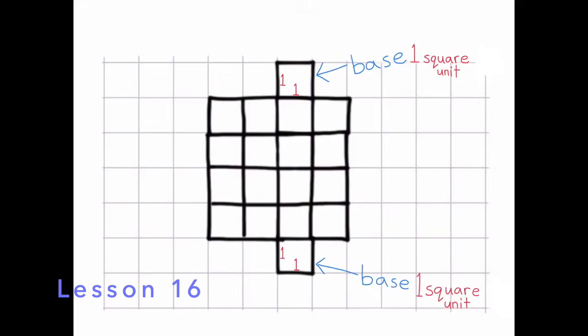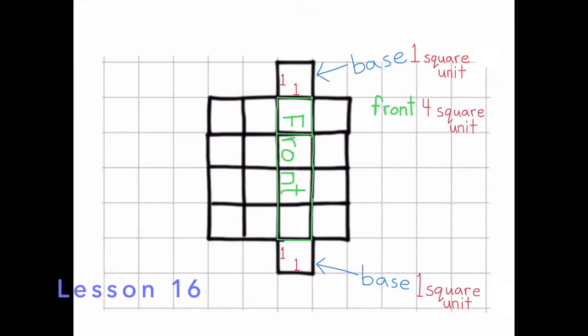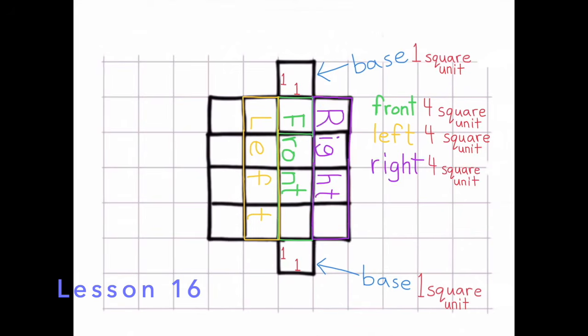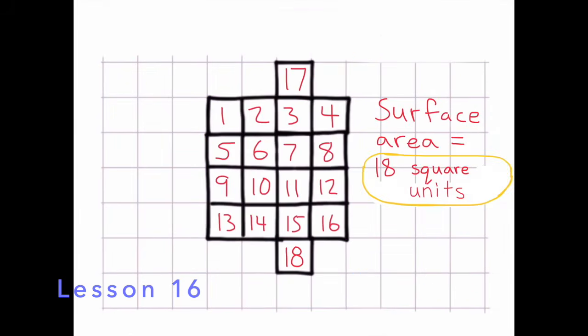And even another look, base 1 and base 2, they're each 1 square unit. You have the green front, which is worth 4 square units, the left side yellow, which is worth another 4 square units, the right side, which would be worth another 4 square units, the back side that would be worth another 4 square units. No matter which way you do it, the total surface area of this figure is 18 square units.